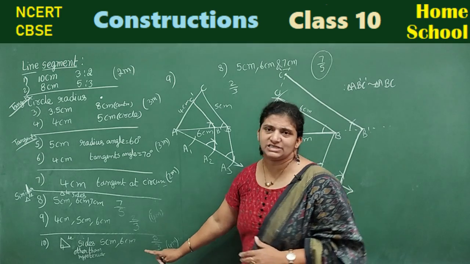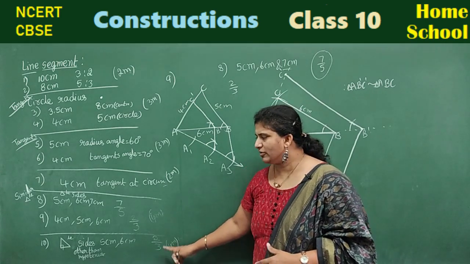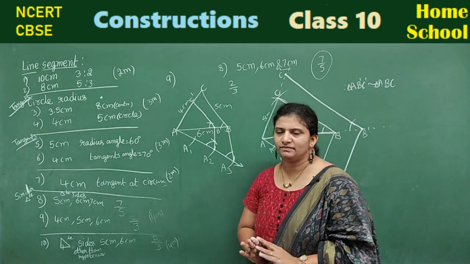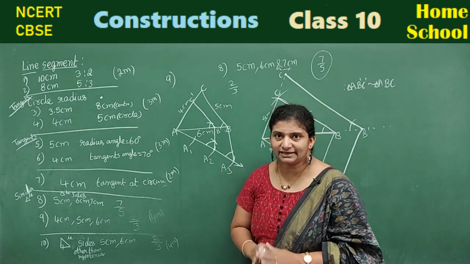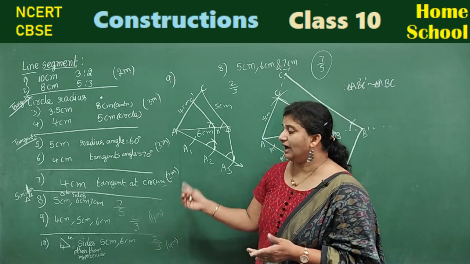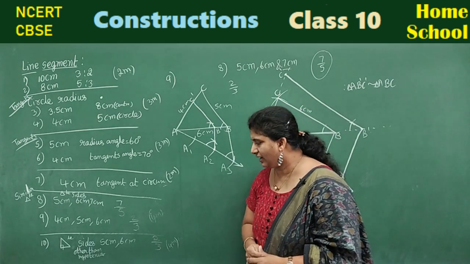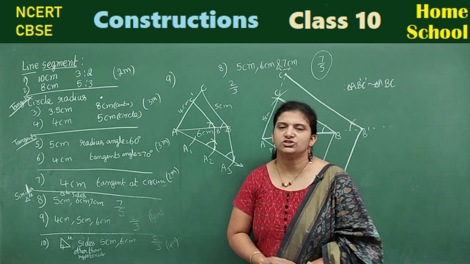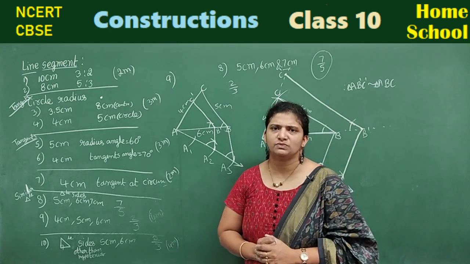Coming to the last problem. The last problem is also the same variety. Draw a right angled triangle. The sides other than the hypotenuse are 5 cm and 6 cm, given. And ratio 2:3 is given. How do we need to do this one?